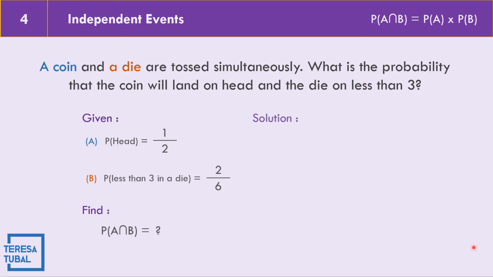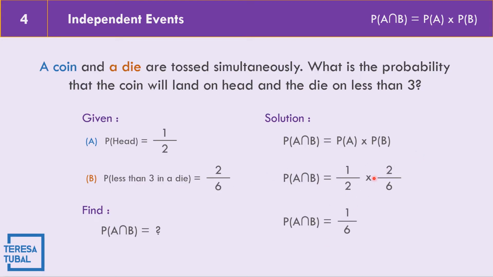So the formula for the probability of A intersection of B is equal to the probability of A times the probability of B. The probability of the event A, that is the probability of head, is equal to 1 over 2. While the event B, that is the probability of less than 3 in a die, is 2 over 6. So if we solve, cancel 2, that becomes 1 times 1 is 1, 1 times 6 is 6. So the probability that the coin will land on head and a die on less than 3 is equal to 1 over 6.